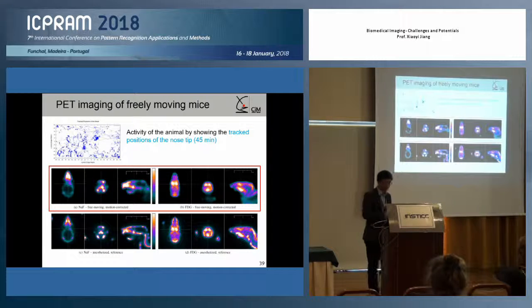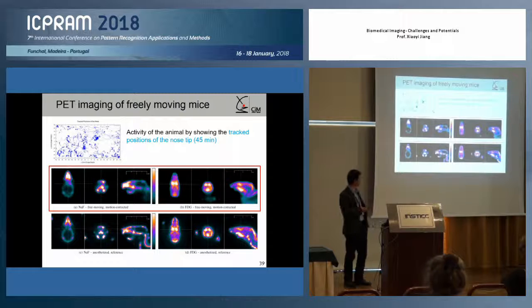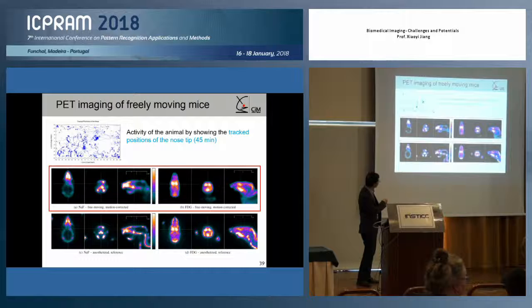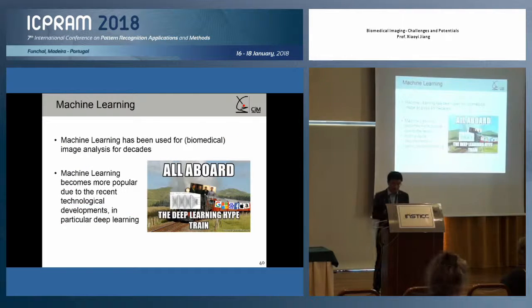And this is a very hard job, and I'm quite happy to see the very first results after a long time of working on this project. You see a freely moving mouse for 45 minutes. This is the position of the nose tip. And here is the reconstructed image. And here is some reference. Reconstructed means freely moving, motion corrected. And this is some reference. I will not go into the details of the reference, but this reference image gives you some indication how it should look, more or less. But this is definitely not the ground truth. I have said, this is not the ground truth. And basically, we are able to make the first measurement using a freely moving mouse. Yeah. We are still improving this system. Hopefully, one day, we can apply it to realize improved measurement.